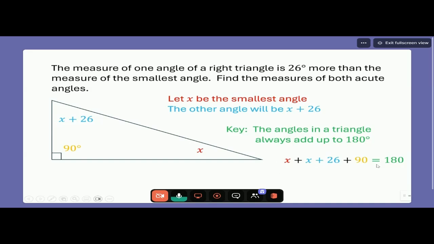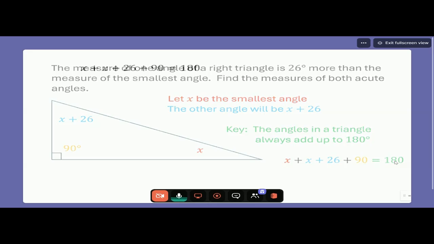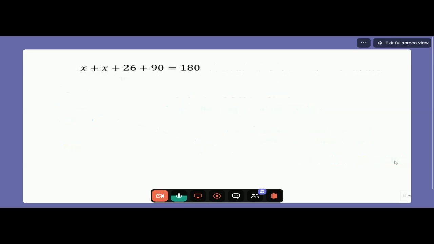And now we can move on and just solve that equation. We can forget all about triangles and angles and simply take this equation and write it and try to solve it. So looking at this, we see we have some like terms in this equation here. Those x's are like terms. Those constants are like terms.